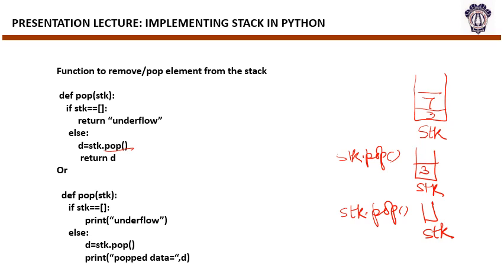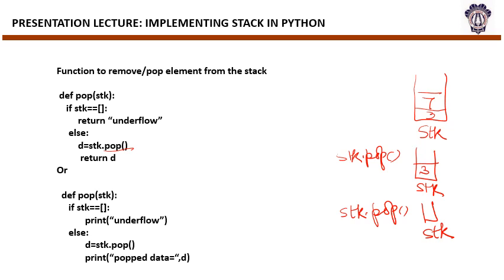If stk is equal to [], opening and closing square brackets, this denotes the stack is empty. We write return underflow. Generally, if the stack is empty, we say this condition denotes underflow. Now you cannot remove students from an empty class. So that is the case of underflow. So if the stack is empty, I am returning what? Underflow. Else, what is the data that I am returning?